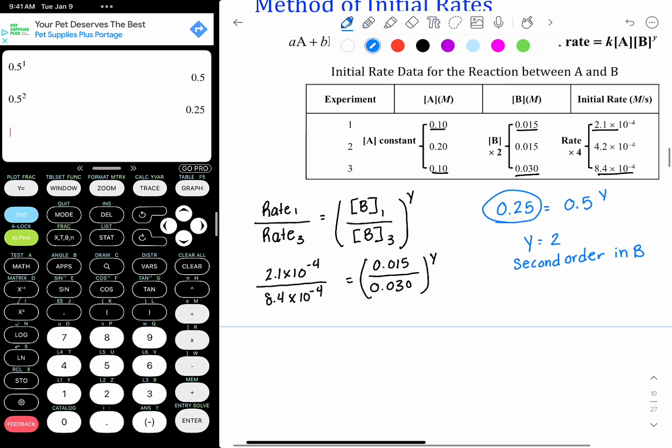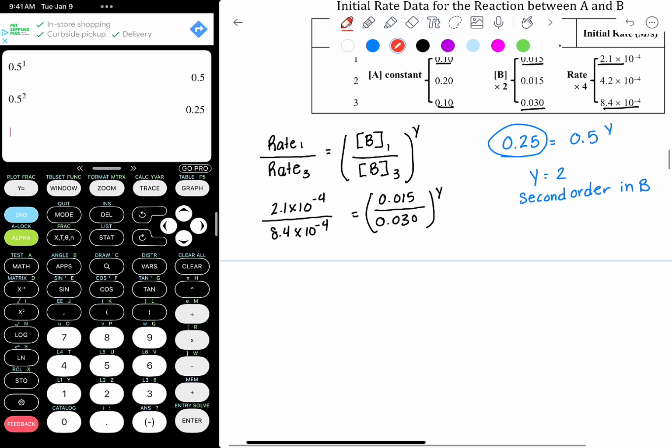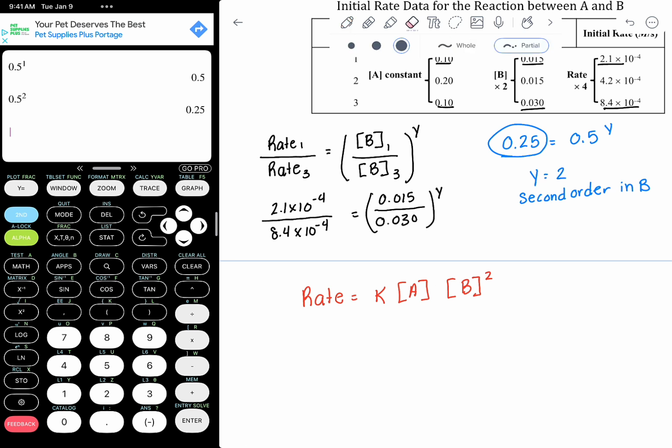So now we can rewrite our rate law and say that the rate is equal to k times the concentration of A raised to the 1 and the concentration of B raised to the 2. Now again, if it's a 1, we never really show that one, so we wouldn't have to show it. Okay, so that is our new rate law.